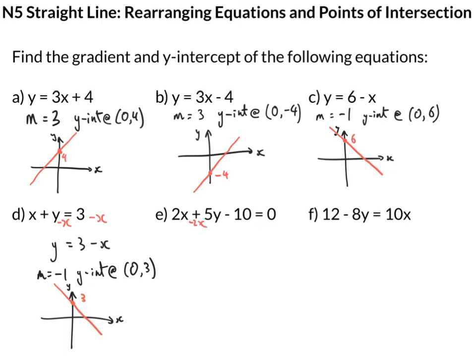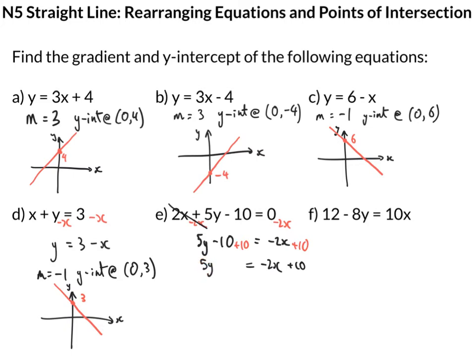If I subtract 2x from each side, 2x minus 2x on the left will cancel out, leaving me with 5y minus 10, and that'll be equal to negative 2x. I've got my y term, but I've got this negative 10. So I'm going to plus 10 to each side. That'll leave me with 5y, and I'll have negative 2x plus 10.